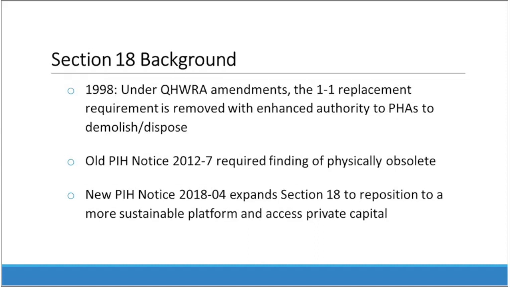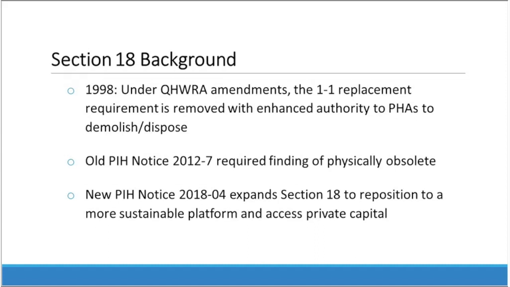So a significant change in Section 18 occurred in 1998 under QARA. At that time, the amendment that required the one-for-one replacement of public housing units was removed. And so that opened up some flexibility or some options for housing authorities to think about ways in which they could convert their entire public housing portfolio or just a single property for that matter. So that was a big shift.